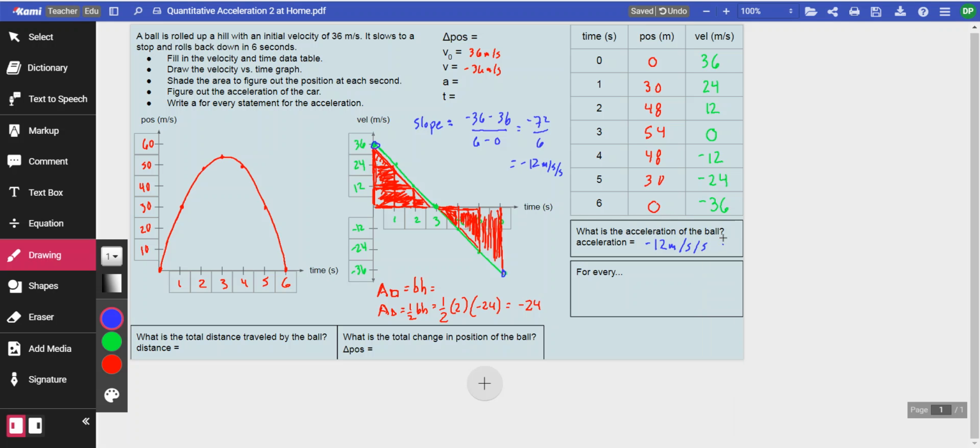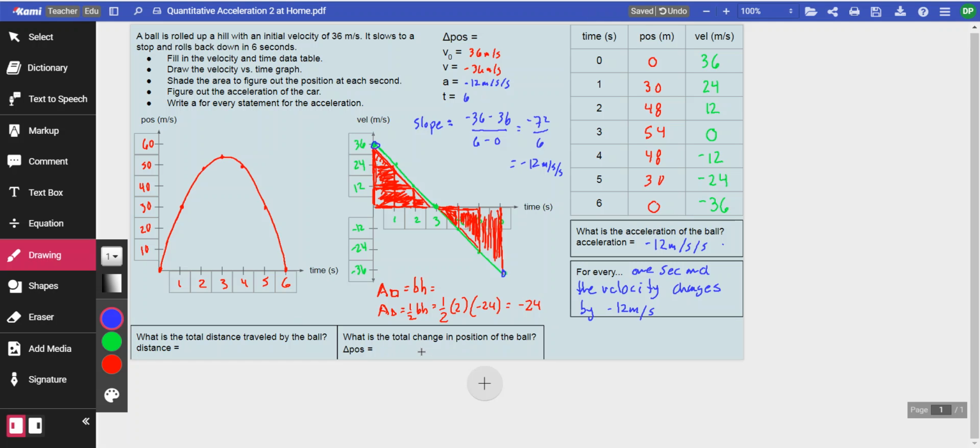And let's see if that makes sense to us. Does it change by -12 each time? It totally does. So for every additional second, the velocity changes by -12 meters per second. This is -12 meters per second per second. The time is 6 seconds. Now, let's do this one.